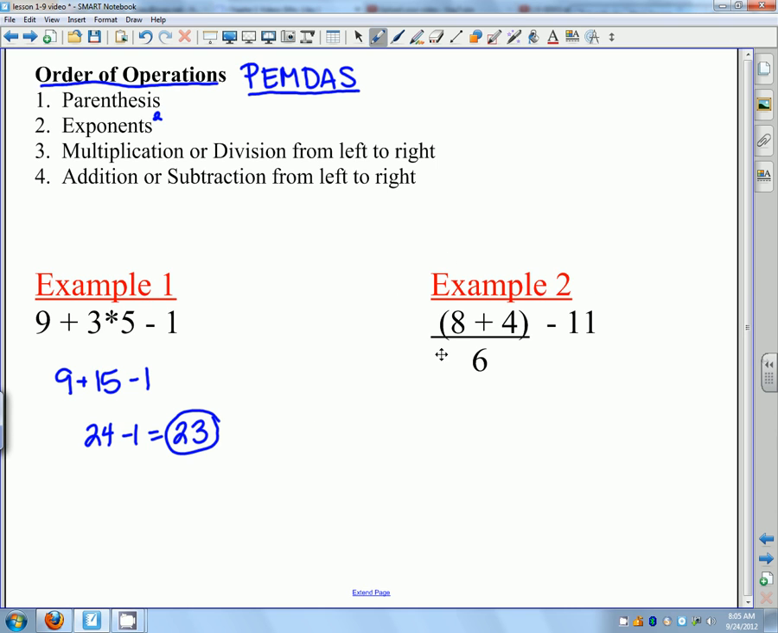So this one. Now, first step, I have parentheses. So I have 8 plus 4. I have to do that first. That goes on the top, 12. And then I have divided by 6 minus 11. So 8 plus 4 is 12, that goes on the top, divided by 6. I need to do this first. So this is division. So 12 divided by 6 is 2, minus 11 is negative 9 is my answer. So negative 9 is the correct answer.